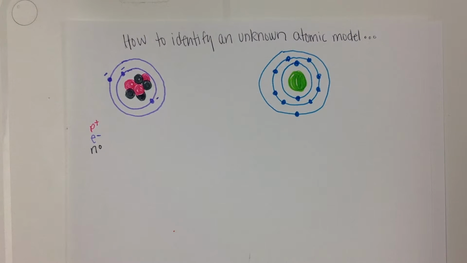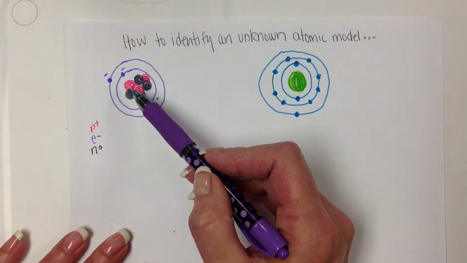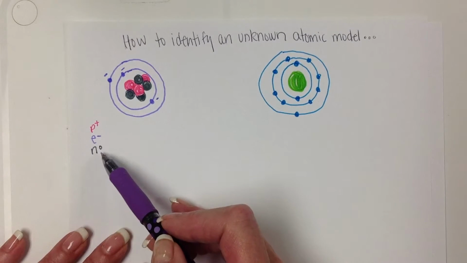Alright, this video is about how to identify an unknown atomic model. And there's a couple ways to do this. We're going to go about it a couple different ways, so just follow along. Here we have our key giving us the color indicators of what is what.